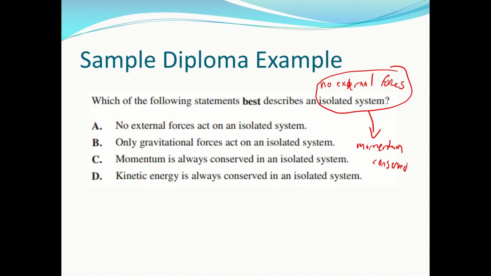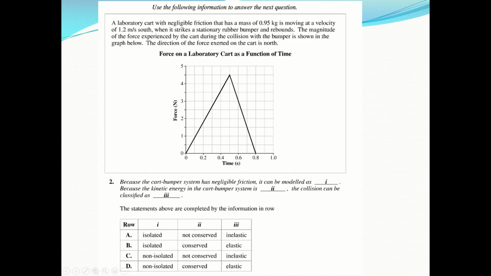So that's what makes A a better answer than C, because which of the following statements best describes an isolated system? Well, an isolated system is one with no external forces. Because the cart bumper system has negligible friction, negligible friction means no external forces. That means that it will be an isolated system.